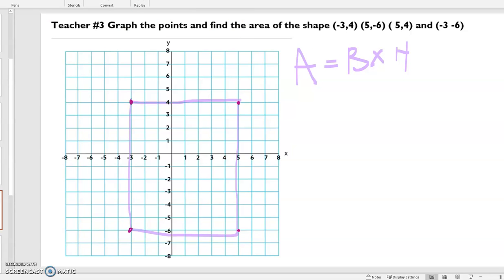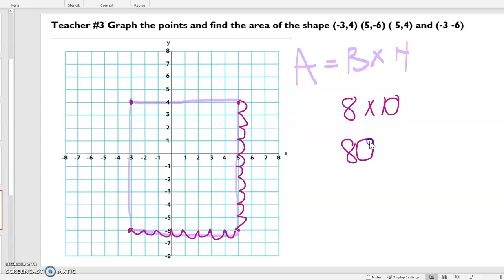For this step, I'm going to have to count the base and the height. The base is 1, 2, 3, 4, 5, 6, 7, 8. Be careful to count the boxes and not the lines. Then the height is 1, 2, 3, 4, 5, 6, 7, 8, 9, 10. And 8 times 10 gives us an area of 80.